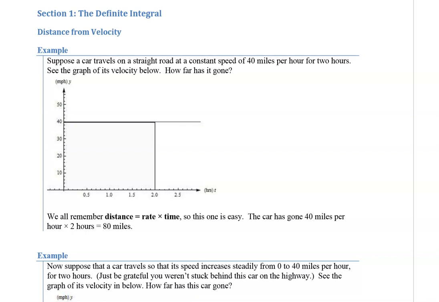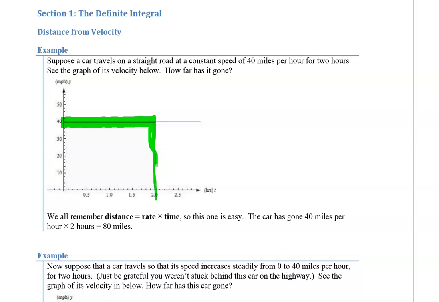It says, suppose a car travels on a straight road at a constant speed of 40 miles per hour for 2 hours. See the graph of its velocity. How far has it gone? Well, if we remember, distance is equal to rate times time. So this one's pretty easy. The car has gone 40 miles per hour times 2 hours, so we get our 80 miles.